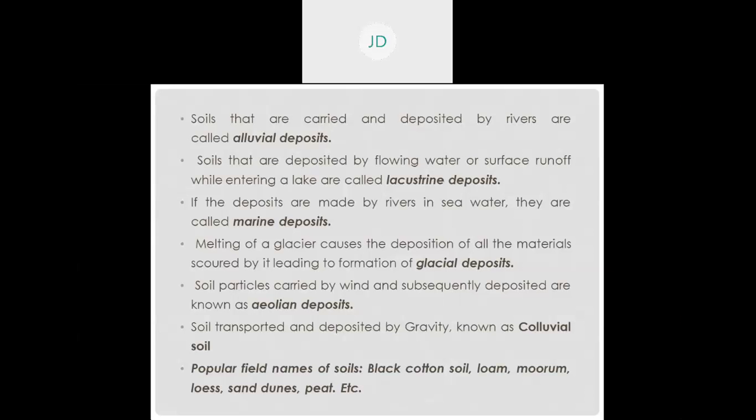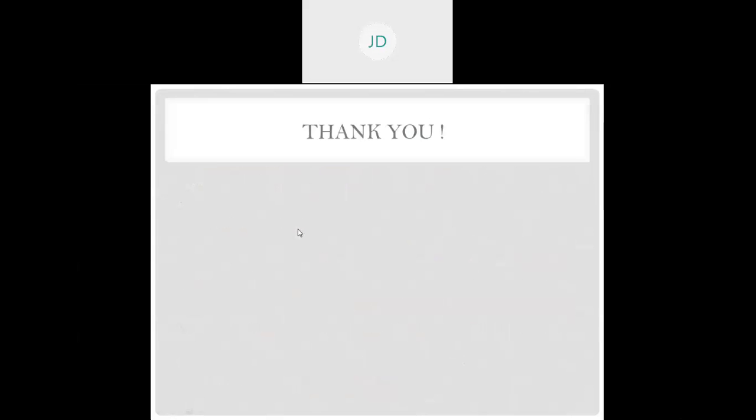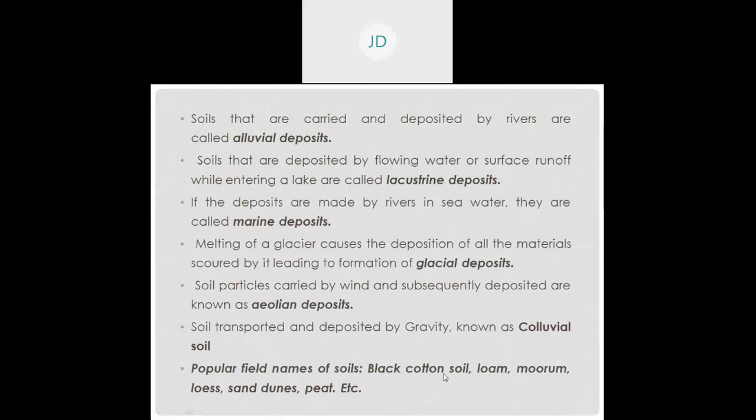So here you can see at the last some popular names of soil that you will usually hear in future. They are black cotton soil, loam or loamy soil, moorum soil, loess soil, sand dunes, peat, and many more. So I'll give some small idea about these types of soil.